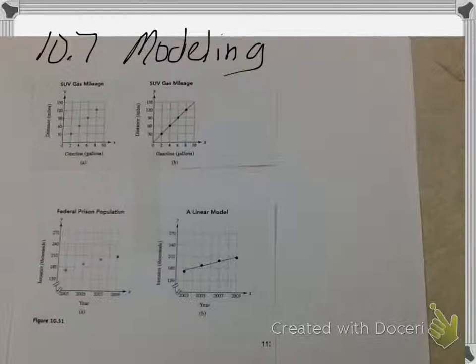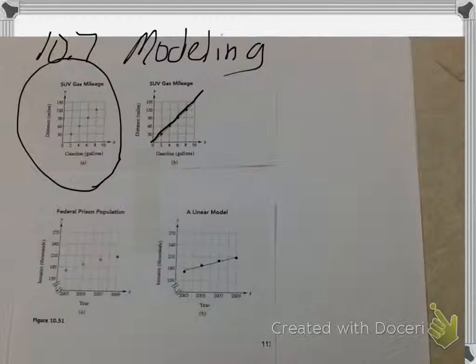And so if you take a look right here, this is SUV gas mileage. So gallons on the x-axis and distance on the y-axis. On this one, you're always going to get the same gas mileage. And so you can see that when they connected the dots, it did make a straight line. So those points are part of that line.